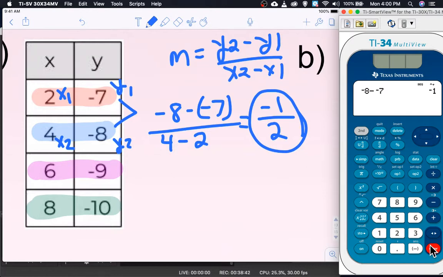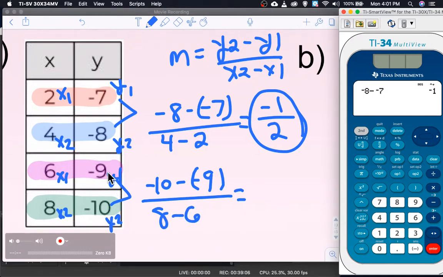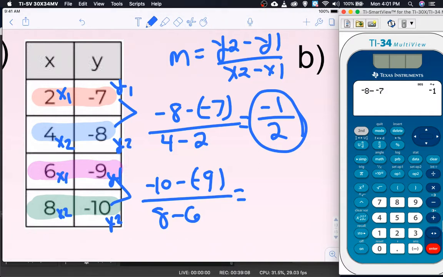Now I said you could have picked any 2 points you want. If I pick these bottom 2 points, I'm going to get the same slope. I'm going to use x1, y1, x2, y2. You do not have to do this twice. I'm showing you that you could have done this twice and ended up with the same answer. So y2 minus y1 over x2 minus x1 gives me negative 1 over 2. We got the same slope. So pick any points you want that makes you happy.